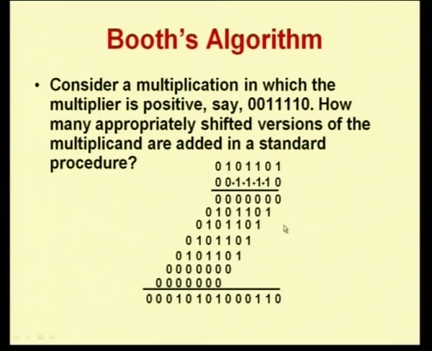So we have this multiplication that we are showing here. This is again to point out the motivation for Booth's algorithm. Look at how many appropriately shifted versions of the multiplicand are added in the standard procedure. Let's say I have this number 0101101, and I have 0011110 as the multiplier. You can see that the first partial product is all zeros. The next one is the multiplicand as it is, and again the multiplicand; at least 4 times this multiplicand is being added, and then shifted and added with the other zeros. So depending on the number of ones I have, you will have that many additions that need to be performed. The rest of them can be treated as just shift operations.